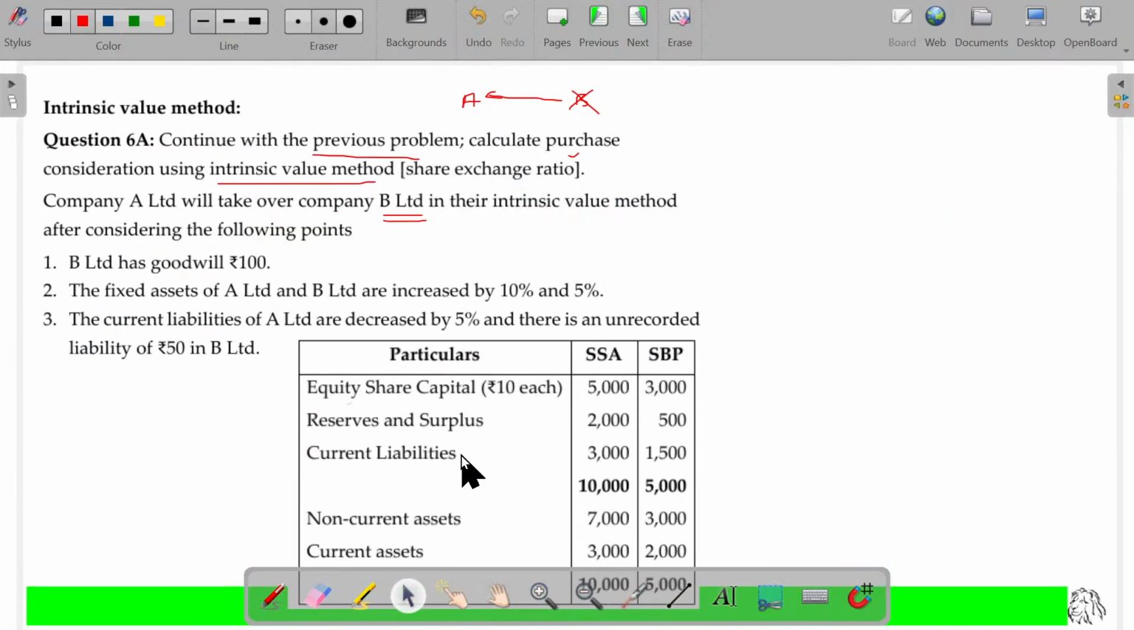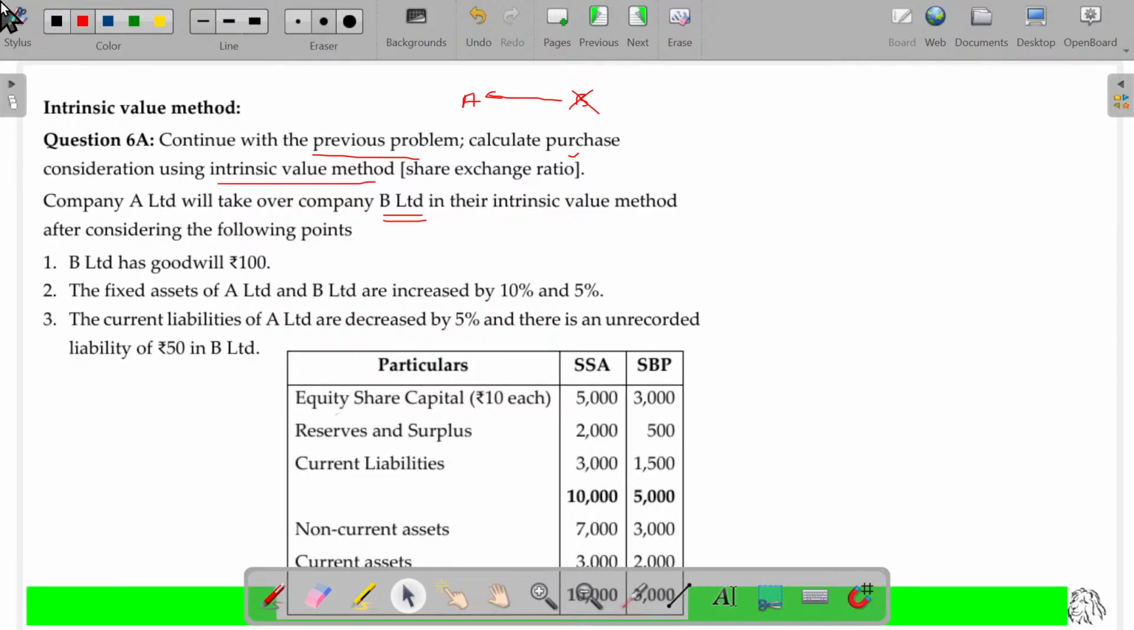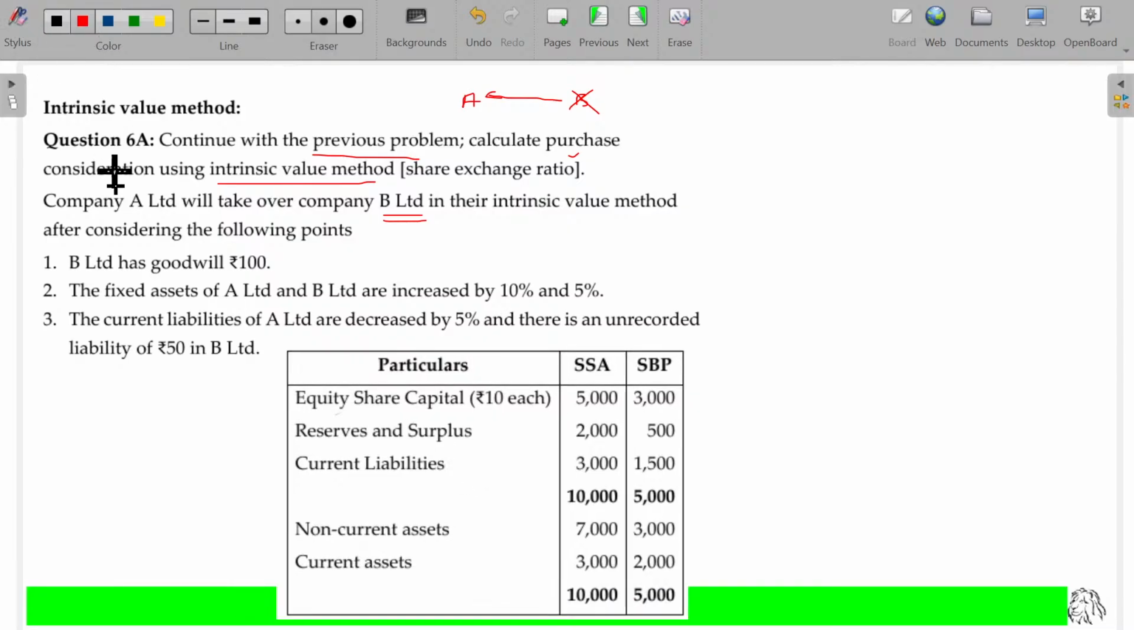The same illustration. B Limited has goodwill 100. Goodwill, A Limited and B Limited. We have not been informed of any goodwill for A, so we have goodwill only for B. The fixed assets of A Limited and B Limited are increased by 10% and 5% respectively. There's an increase.